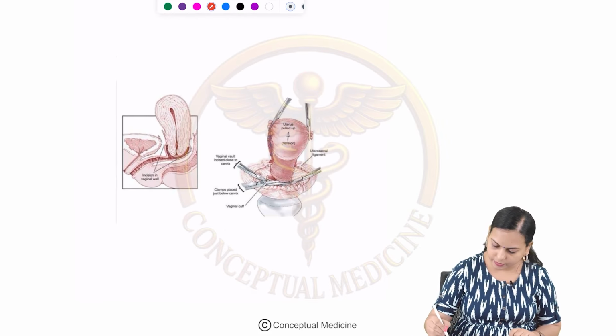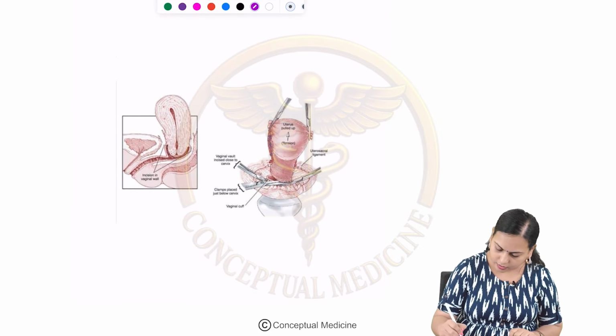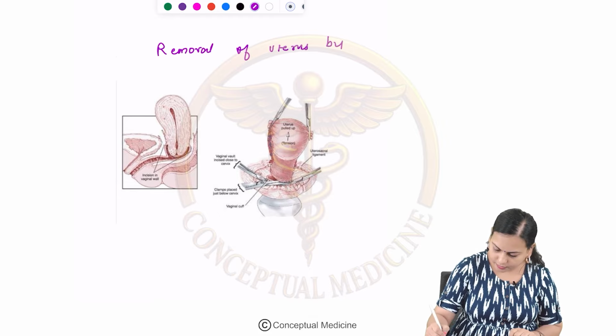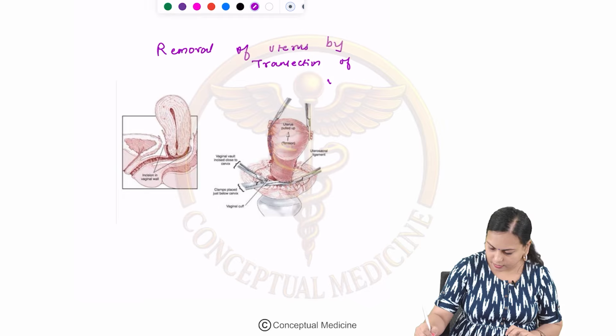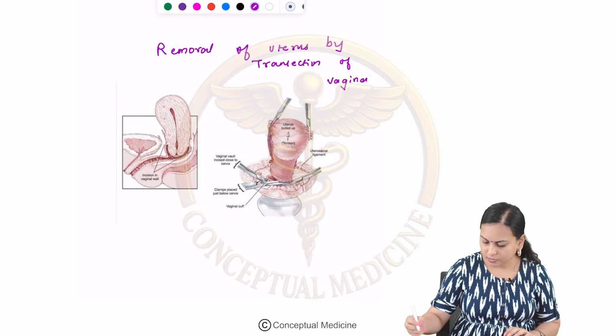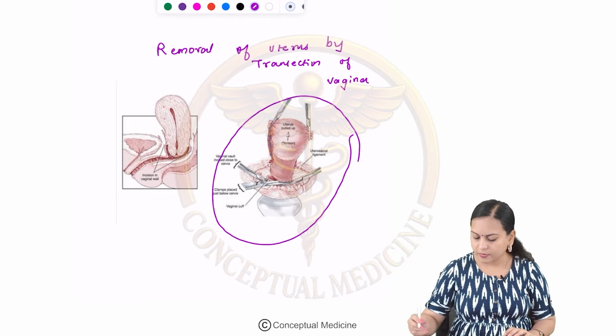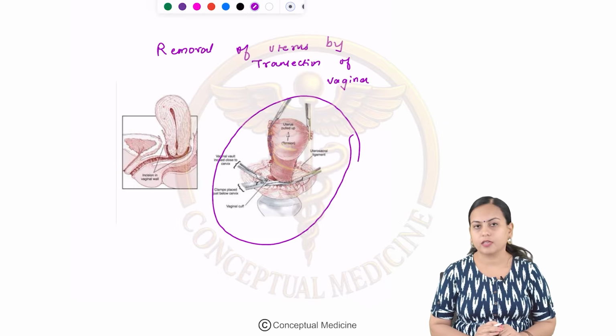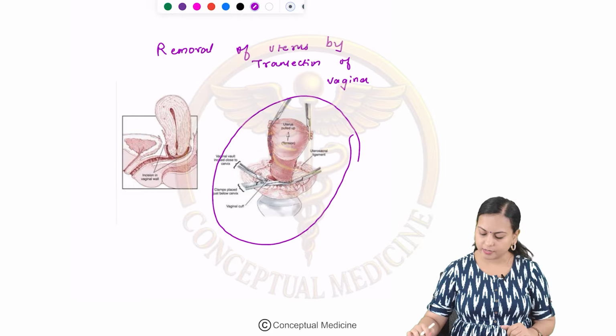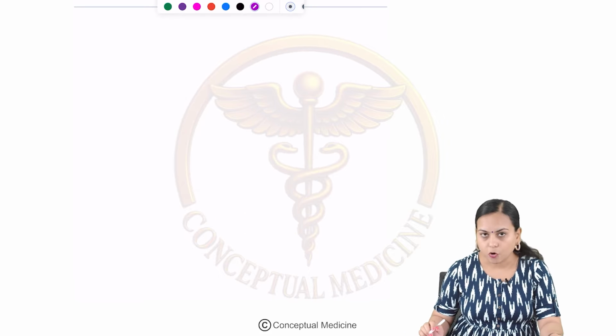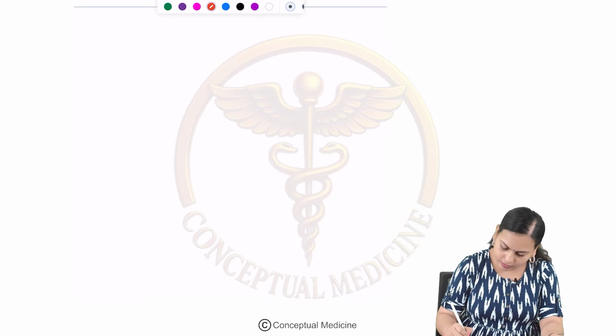Then we will be doing the removal of uterus by transection of vagina. So this is how the vagina will be transected and it will be removed. And then vaginal cuff suturing will be done. Clear? Yes. Now let's discuss the complications of hysterectomy.